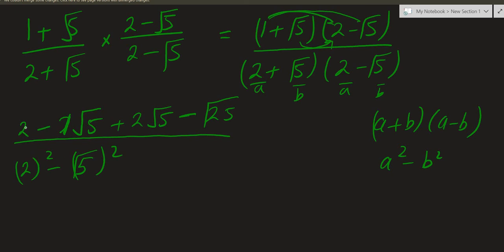Okay, now we're going to collect the like terms. So we have to simplify more. Now this minus 1 plus 2 is going to be plus 1 root 5, because I explained before, 2 take 1 is going to be 1, and 2 minus 5 is going to be minus 3. Are you guys with me? So 2 squared is going to be 4, and root 5 squared is going to be cancelled out, because we can cancel square with square root.